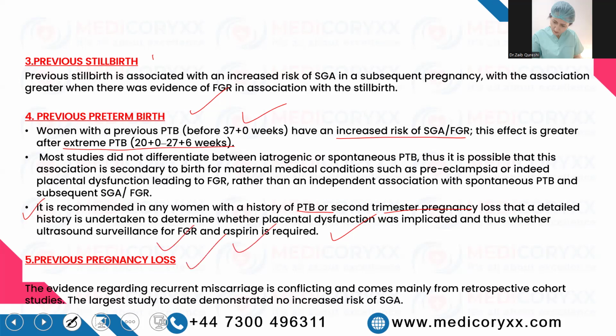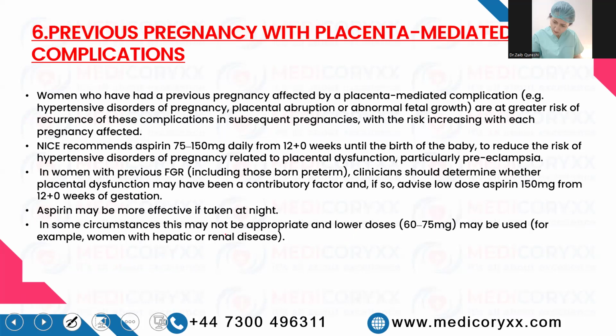Okay, so previous history of pregnancy losses. Which pregnancy loss? We are much more concerned with second trimester loss, or if the previous pregnancy was associated with any placental mediated complication, again the same: FGR, abruption, hypertensive disorders. In this scenario, you will start 75 to 150 milligram aspirin from 12 plus 0 weeks onwards until the birth of the baby.